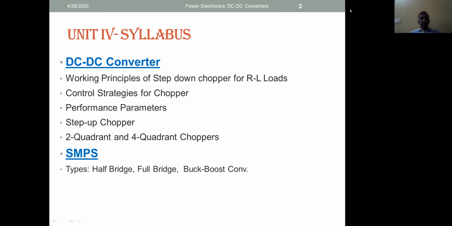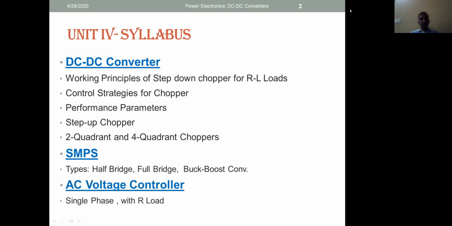After that, we'll brief about SMPS using half bridge, full bridge, and buck boost converter, flyback topology, and forward converters. At last, we'll go through AC voltage controllers. Typically single phase AC voltage controllers. We won't go through 3-phase AC voltage controller because it's beyond syllabus. And that too we will consider application for the R load, resistive loads.